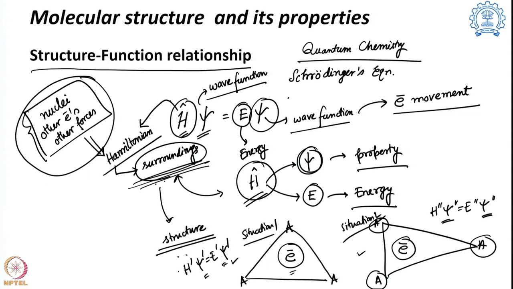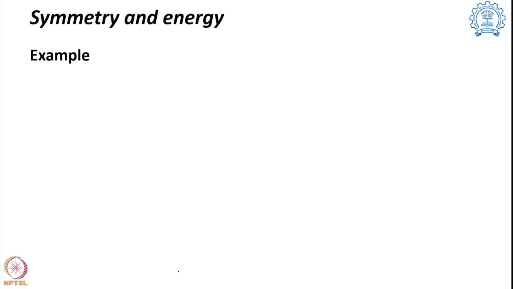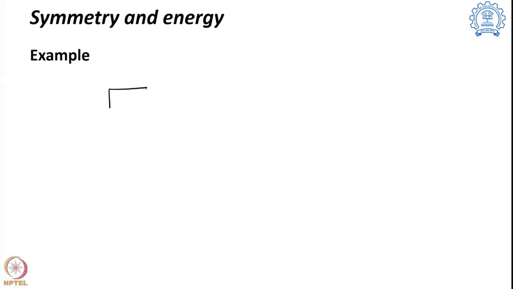So, now we understand what is the effect of structure and function. Does it really affect that much? So, for that we will take an example of a very simple system. We will start with a cube. We start with a cube, it has three sides.